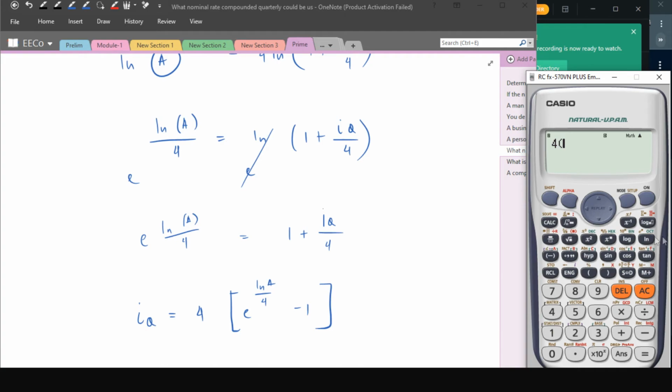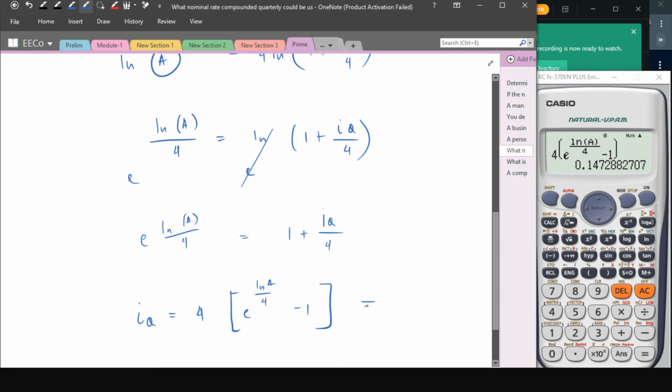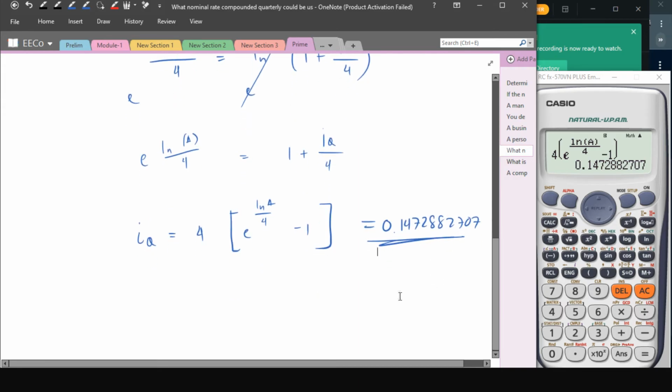Tapos, shift e. Tapos, ln of, recall natin yung value ni A. Divide by 4. Minus 1. The answer is 0.14728827707. Sir, check natin to yung formulang binigay mo.